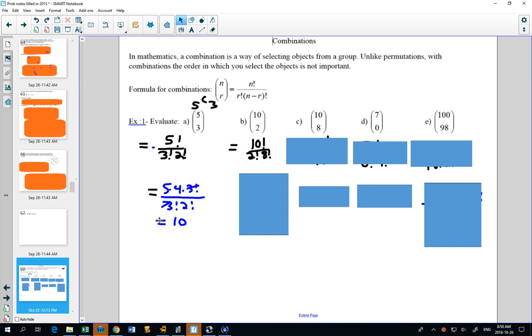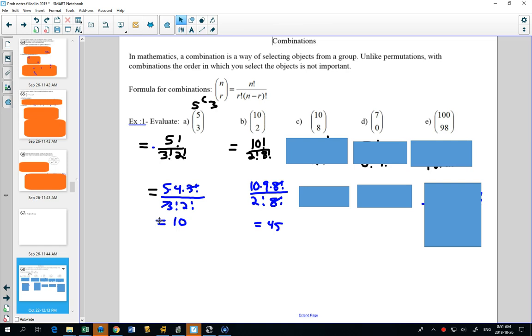Especially in the next one. 10 factorial over 2 factorial, 8 factorial. You don't need to know what 10 factorial is, but if you start expanding the bigger one, 10 times 9 times 8 factorial, then your 8 factorials will cancel out. And then it's just 90 divided by 2, 45.